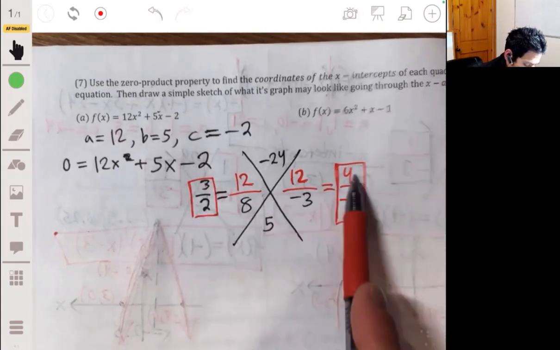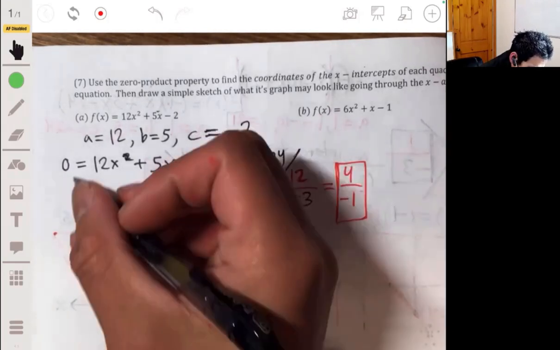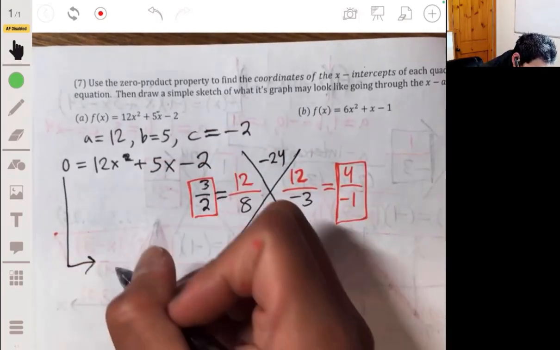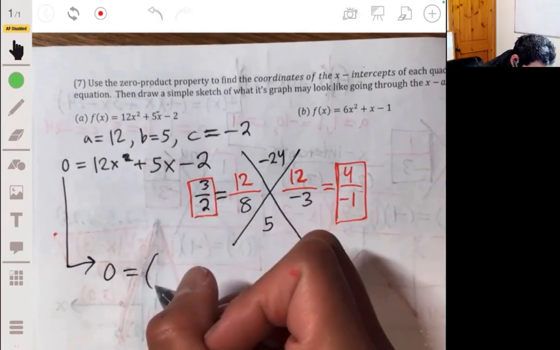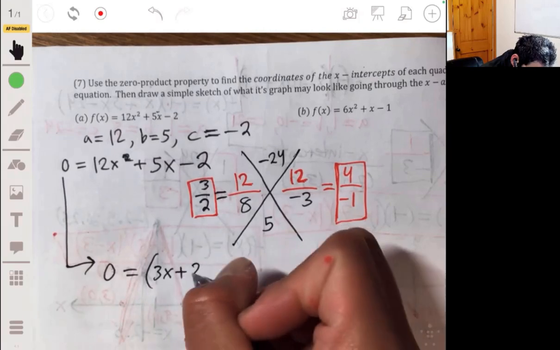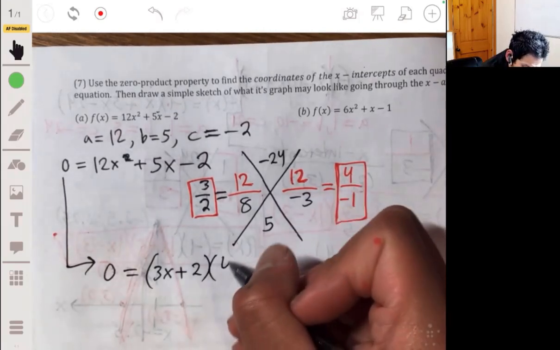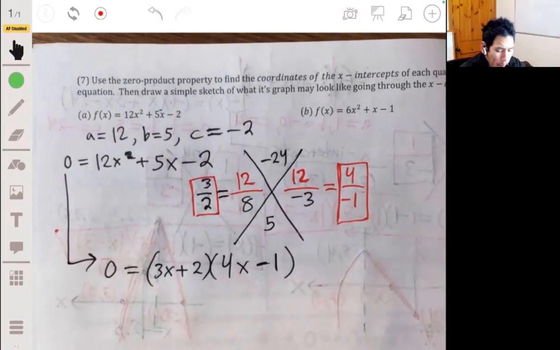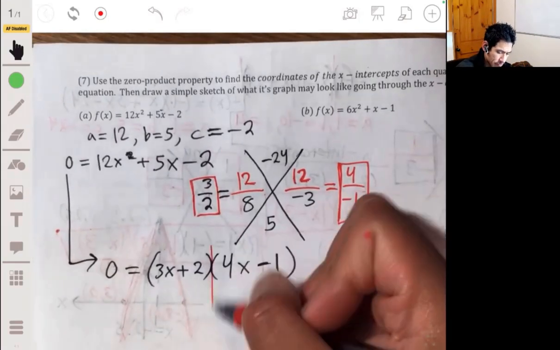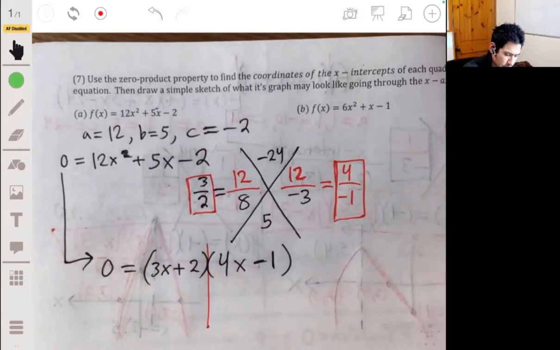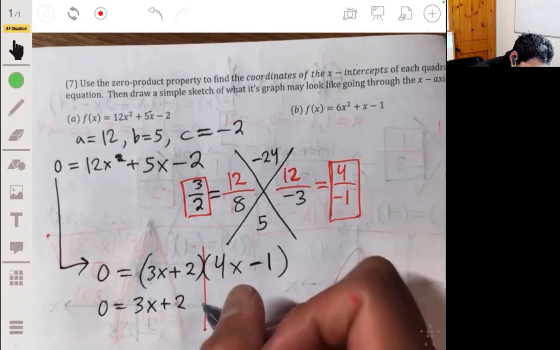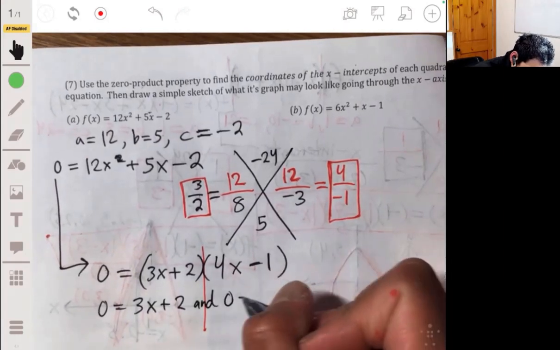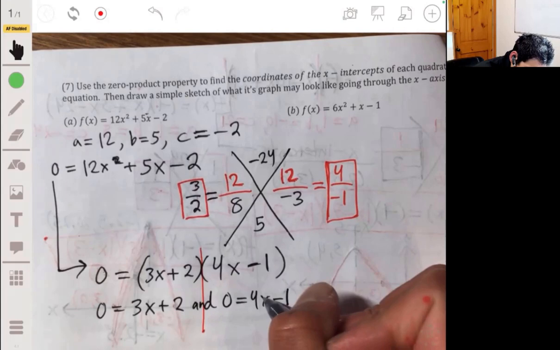So then we use these 4 numbers as usual, and we set this 0 equal to that. So 0 will then equal 3x plus 2 times 4x minus 1. And from this, we have two factors, or two equations we're going to solve for 0. We're going to have 0 equals 3x plus 2, and 0 equals 4x minus 1.